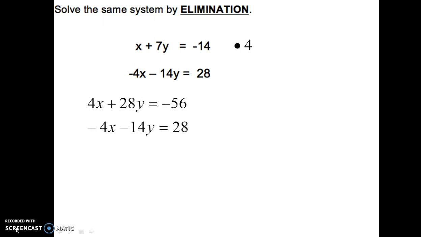So multiplying that by 4, now that equation becomes 4x plus 28y equals negative 56. We have our second equation unchanged. We're going to combine those to do elimination. Add them up. When you add these two, you eliminate the x.